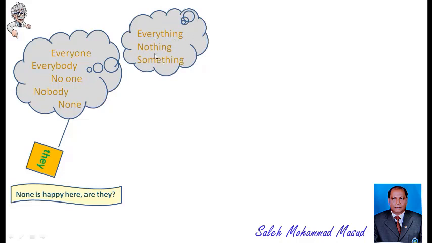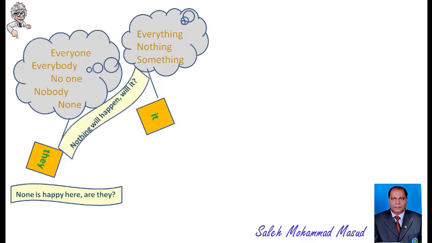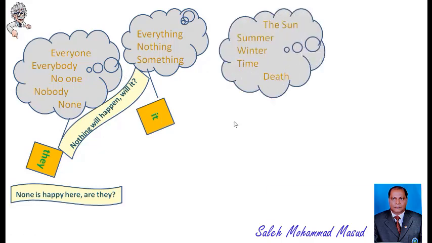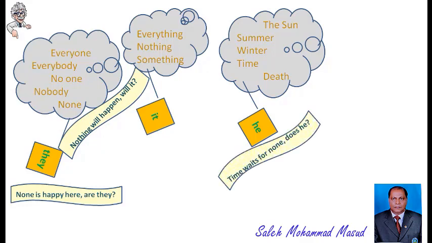Everything, nothing, something. These words are replaced by the pronoun it. Example: Nothing will happen, will it? There are some words which are remarkable for strength and violence, like the sun, summer, winter, time, death. These words are replaced by he. Example: Time waits for none, does he?